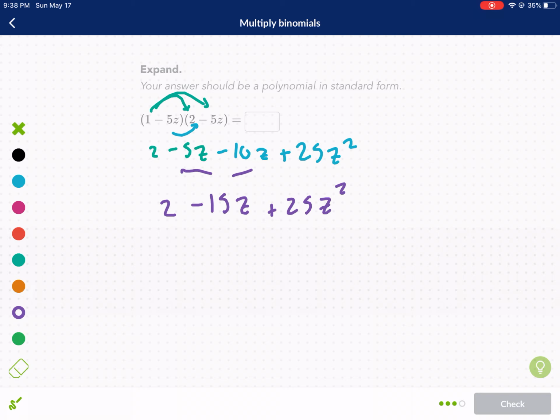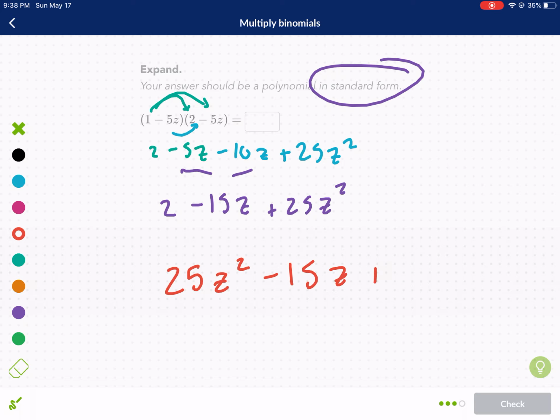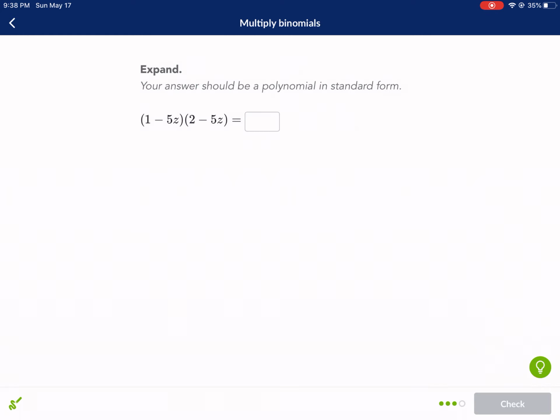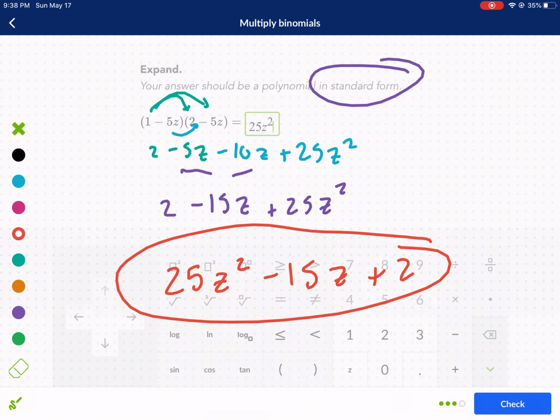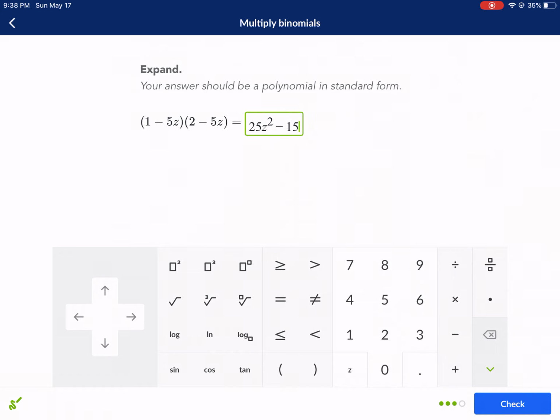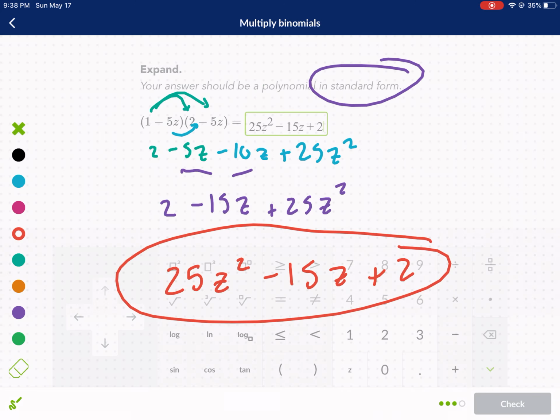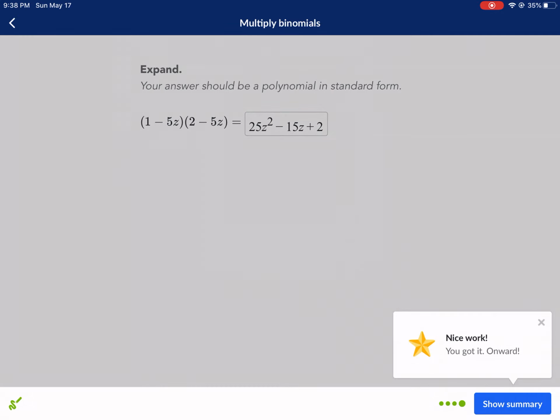Pause! Make sure you follow instructions. It's in standard form. What does that mean? That means that the z squared needs to go first. We have 25z squared minus 15z plus 2. So it needs to be written like that in descending power form. 25z squared minus 15z plus 2. Descending power. We should be good. And we are.